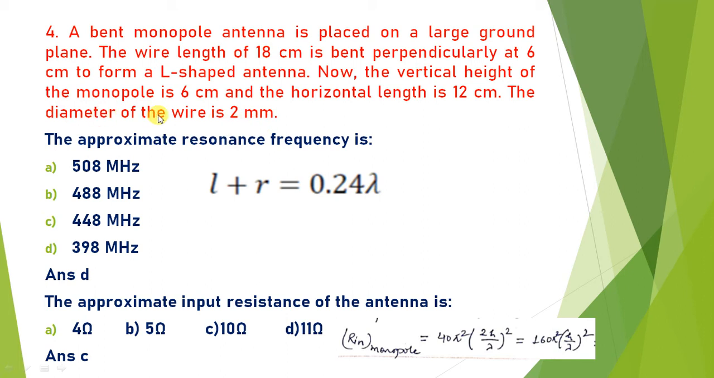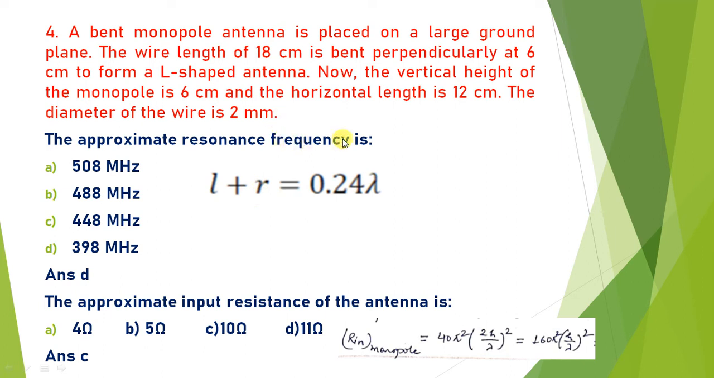Diameter is generally double the radius. So diameter is equal to 2 multiplied by radius. Diameter is given 2, so what is the radius? Radius is equal to 1 millimeter. So put R is equal to 1 millimeter.